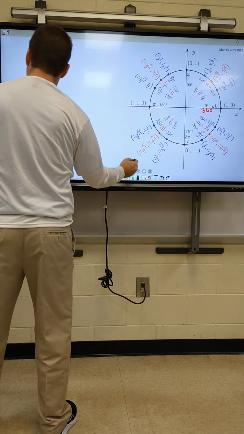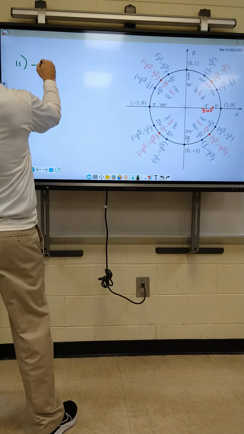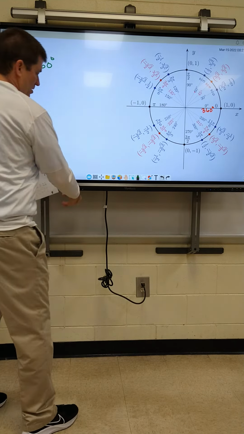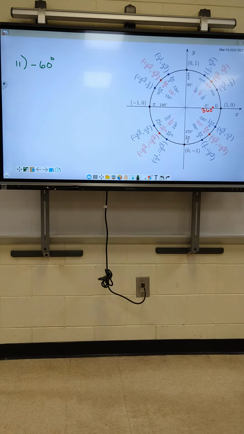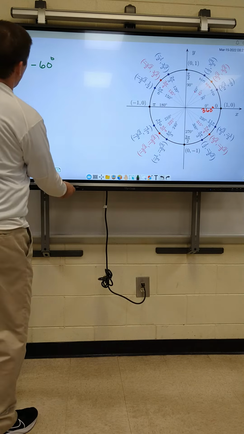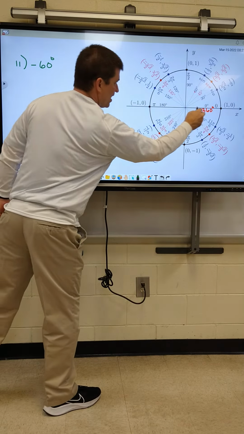All right, let's do the bottom. Number 11 is negative 60 degrees. All right, we got something new. It's asking us now to find a reference angle. All a reference angle is how far away the angle is from the x-axis.